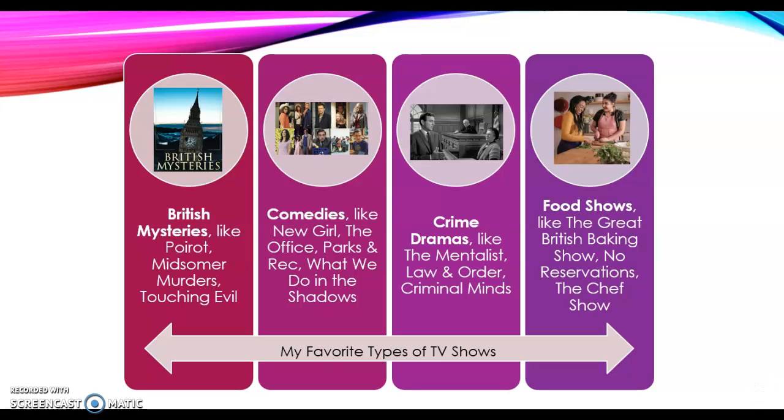So, for example, let's say these are your favorite types of shows. You like British mysteries like Poirot and Midsomer Murders and Touching Evil. You like comedies like The New Girl, The Office, Parks and Rec, What We Do in the Shadows. You love crime dramas, The Mentalist, Law and Order, Criminal Minds, and food shows like The Great British Baking Show or No Reservations or The Chef Show.